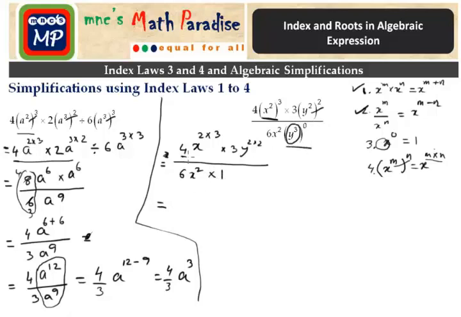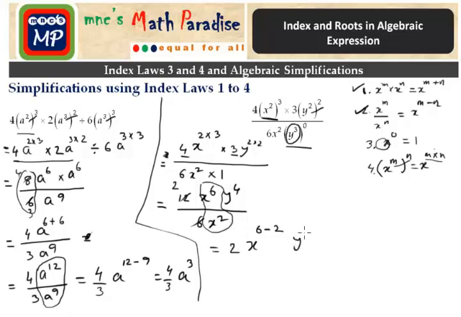So now 4 times 3 is 12, x to the power 2 times 3 is 6, y to the power 2 times 2 is 4, divided by 6x squared. Now 6 and 12 will give us 2. So we will get 2, x to the power 6 and x squared. This is division, so using index law 2, we will get x to the power 6 divided by x to the power 2. The powers will be subtracted, so it will be 6 minus 2. There is no y in the denominator, so y to the power 4 will remain as it is. Multiplication. So now we get 2 x to the power 6 minus 2 is 4, and y to the power 4.